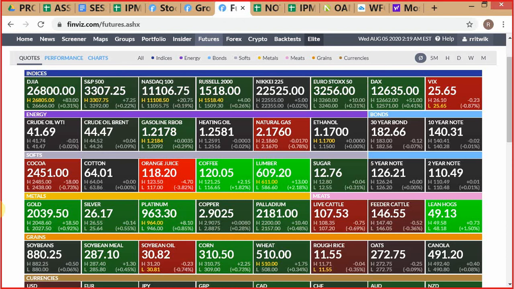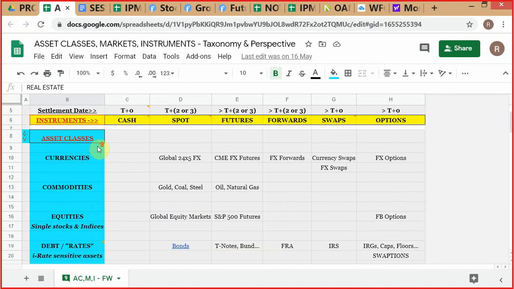When you see a bunch of markets like this, it's very difficult to make sense of them. So one of the things you do is you do a taxonomy. This is a taxonomy of markets, asset classes. That's why this is called taxonomy and perspective. So you group them into asset classes. You have currencies, commodities, equities, etc.